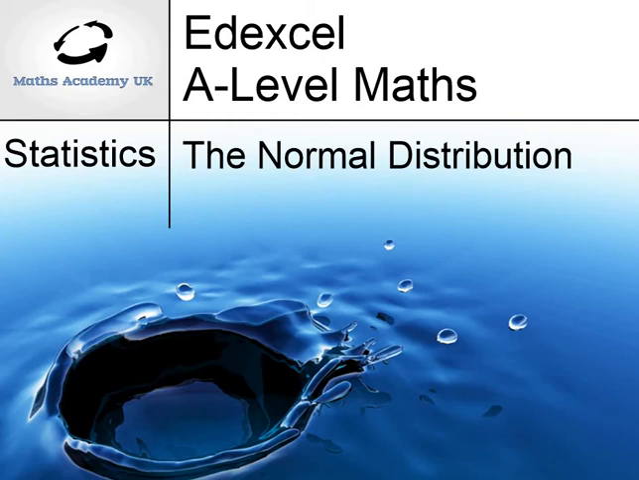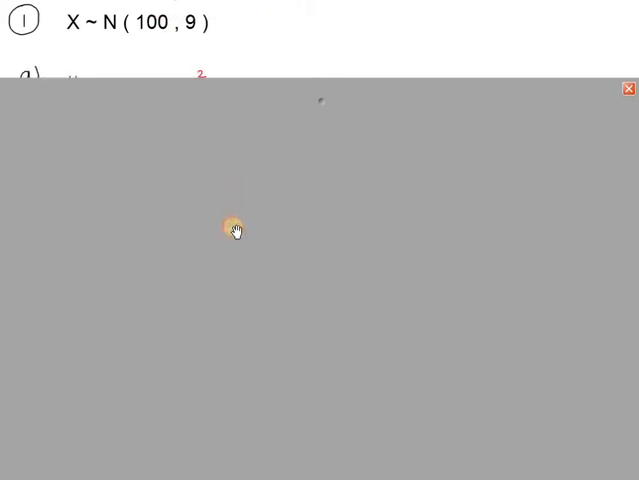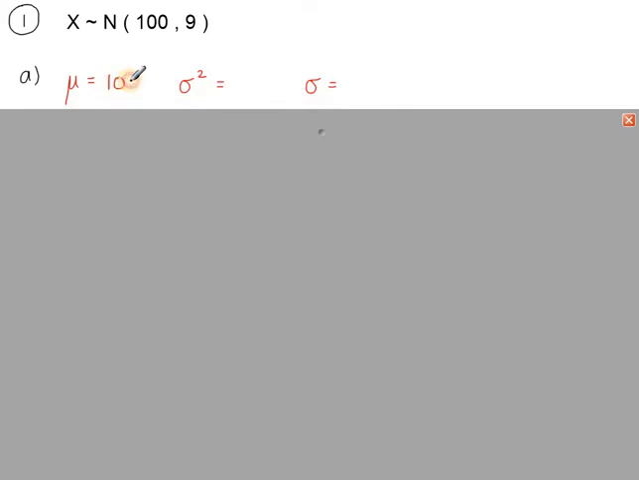The normal distribution. Example 1. So we're looking at the heights of 4-year-old children, and the mean height is 100 centimeters. The variance for their height is 9, and that would be the units squared, and the standard deviation is the positive square root of 9, so 3 centimeters.